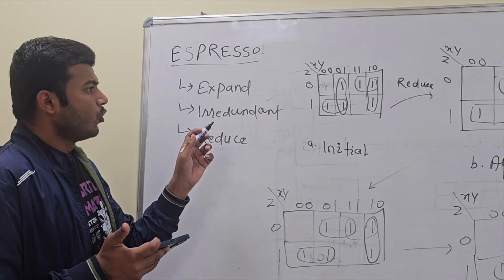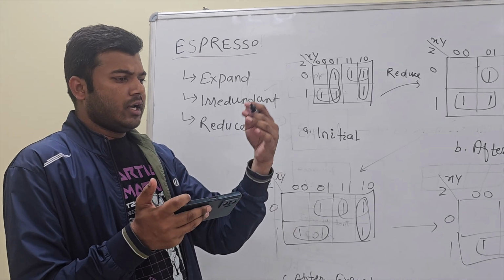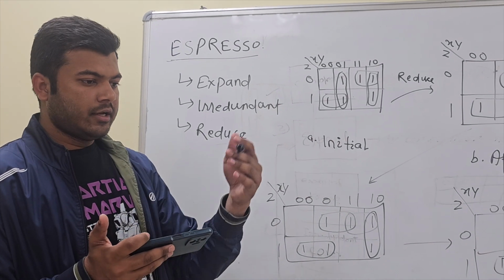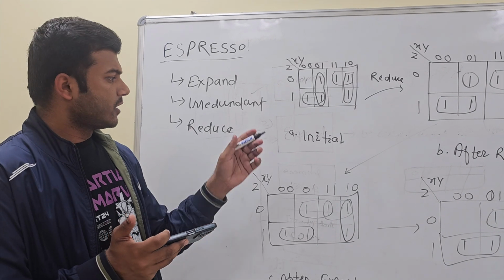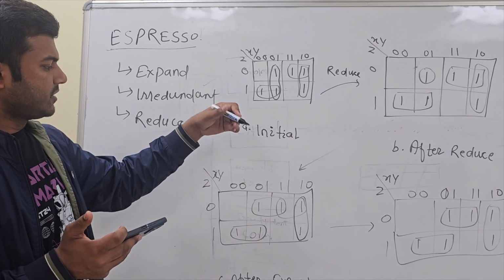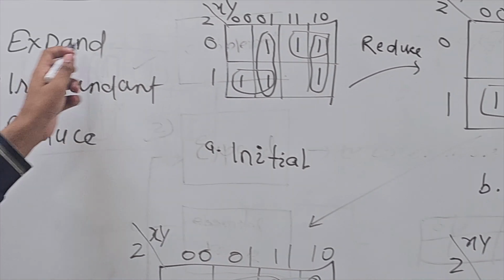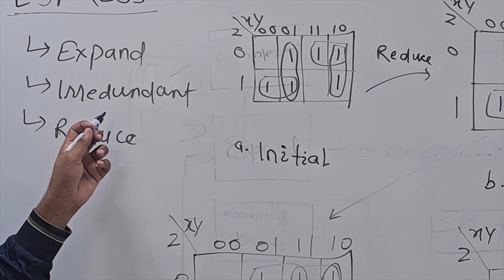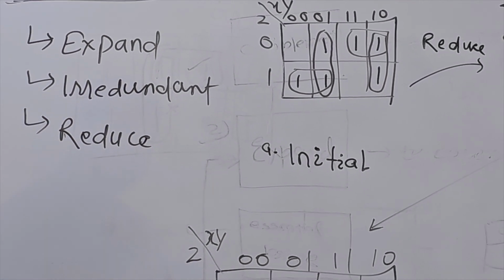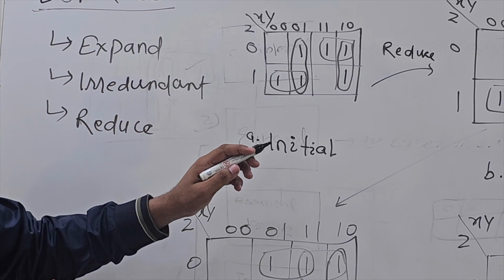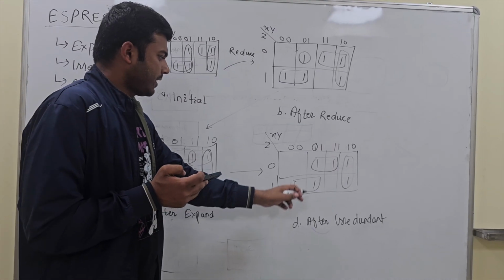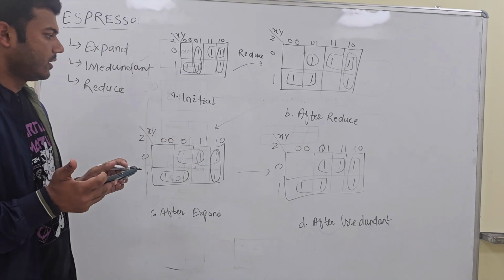In espresso, instead of exploring all the nodes, all the terms, prime implicants, essential prime implicants, we are exploring only step by step. After the first step, we expand the term, and after that we reduce the redundant term. We get the final minimization of our equation.